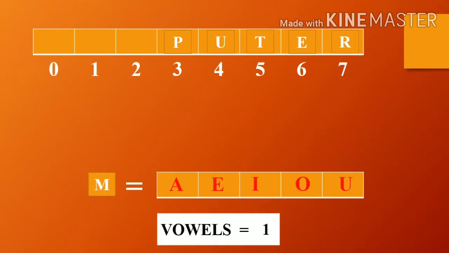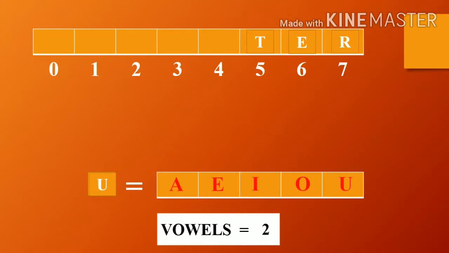The next character in position 3 will come. Now it will compare to the vowels. No, this condition is false. So vowels will not increase. Next character U is in position 4. It will compare with the vowels. Yes, it is true, it is equal to U. So here the vowels value will increase to 2.